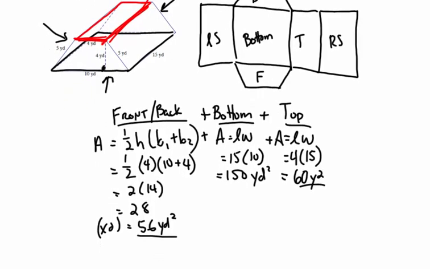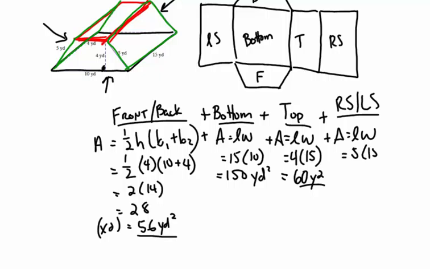And the right side and left side, you'll notice right here, this one, and I know it's kind of funny looking, this one over here, they're the same. So we just need to find one of them and double it. So right side and left side are the same. They're also rectangles that are 5 by 15. So 75 for one times 2, because there's 2 of them, is 150 yards squared.